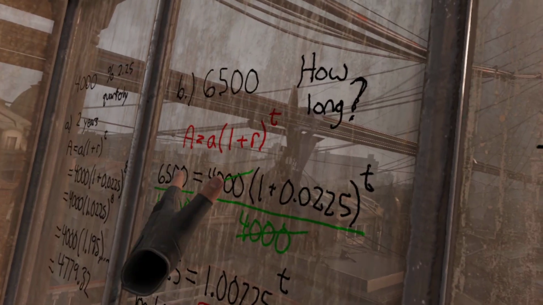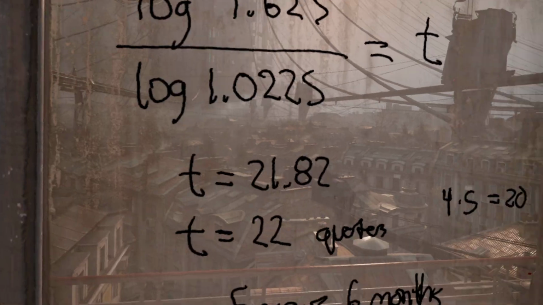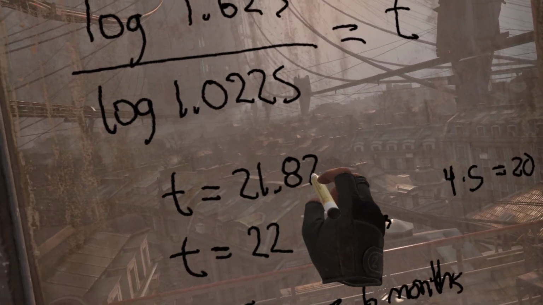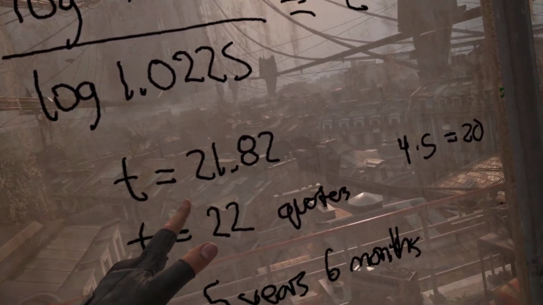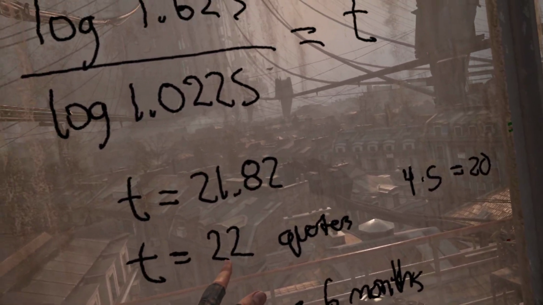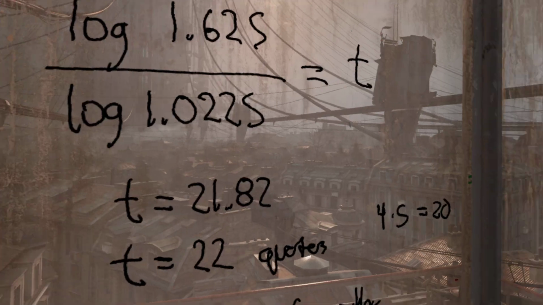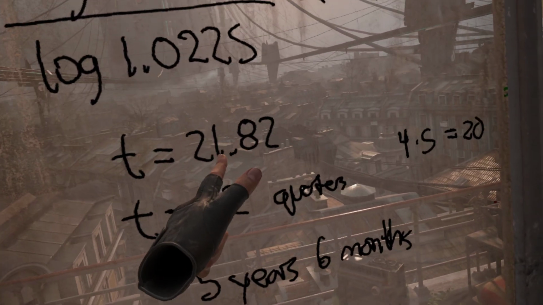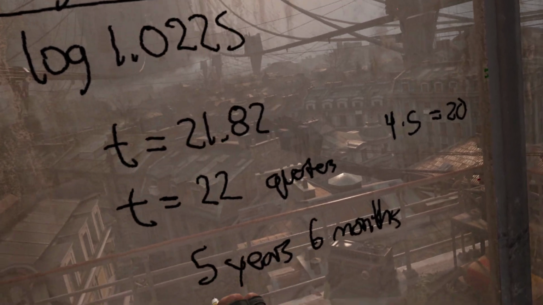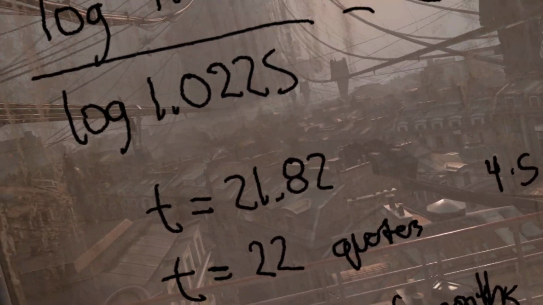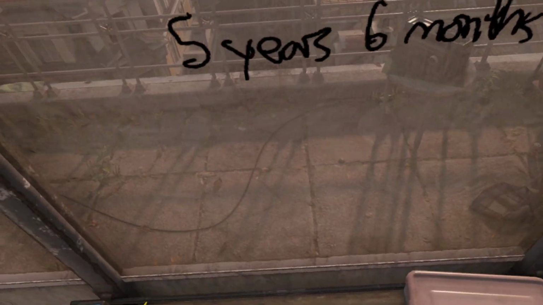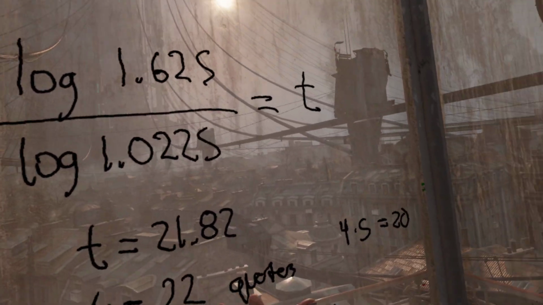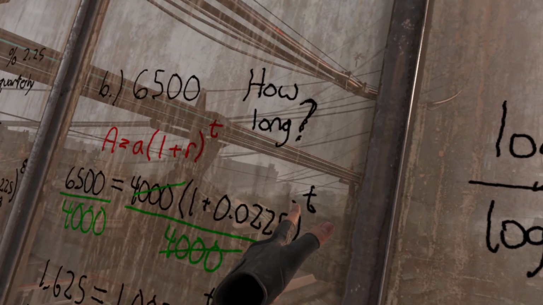So to get at least 6,500, that's the mathematical answer right there, but realize that the bank doesn't give me interest on that date. So I have to wait till the 22nd quarter, so I'll have more than 6,500 because I'm past the mathematical answer. But I will have to wait till 5 years, 6 months to have $6,500. And that is how we can use logs when we're dealing with an exponent in our question where we don't know the answer.